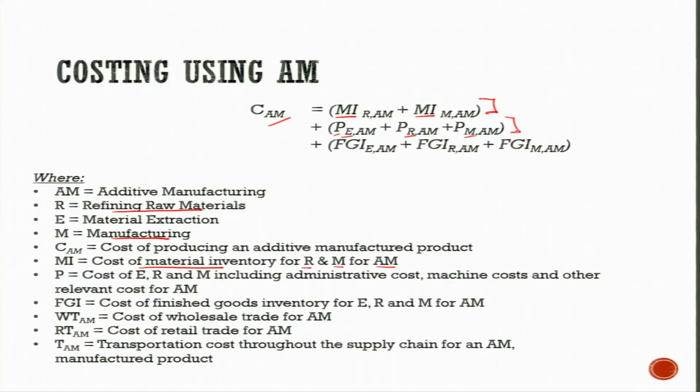The second component gives us the factory cost. Factory cost means the administrative expenses are also included and the processing cost is also included here. Next becomes the cost of the finished goods. Again, for the finished goods, the cost of inventory for E, R and M for additive manufacturing is given. E is extraction, R is refining and M is manufacturing: finished good inventory for extraction, finished good inventory for refining and finished good inventory for manufacturing. So this is the model which is given for additive manufacturing.